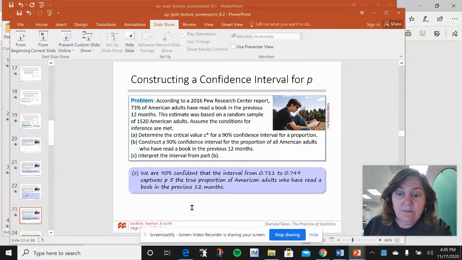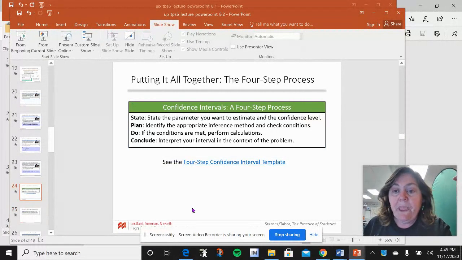That's another way to interpret it. All right, so to do these confidence intervals, you have a 4-step plan. State, plan, do, conclude. Ms. Straub's been harping on that.